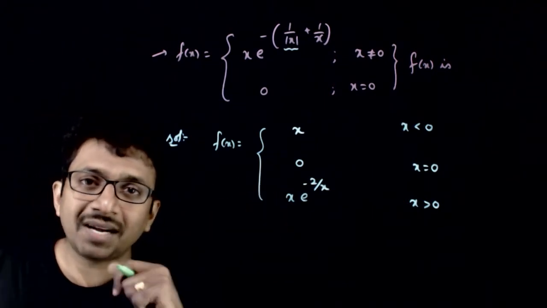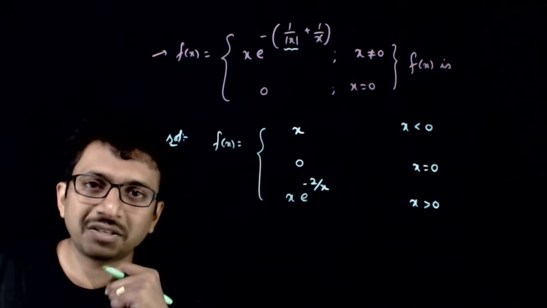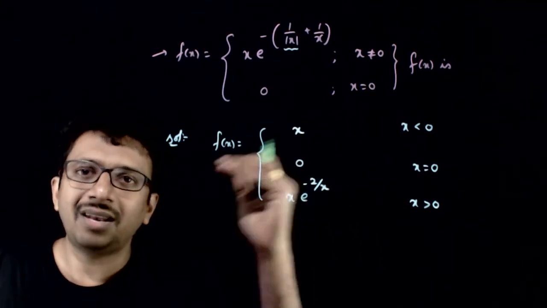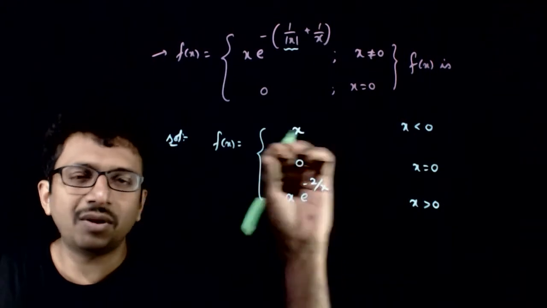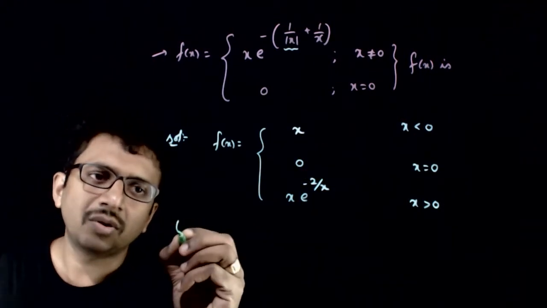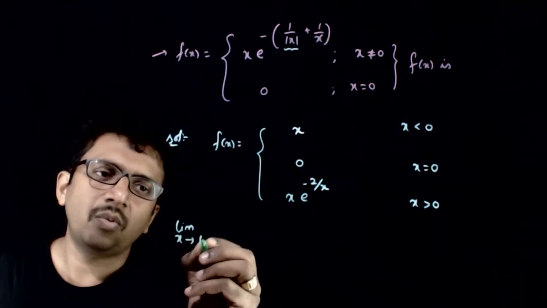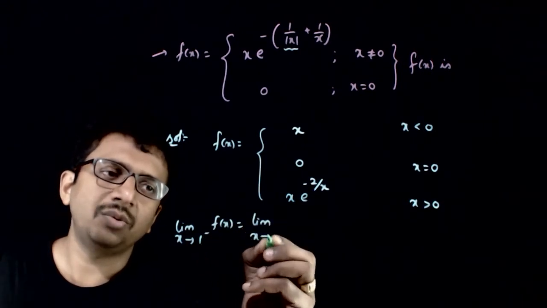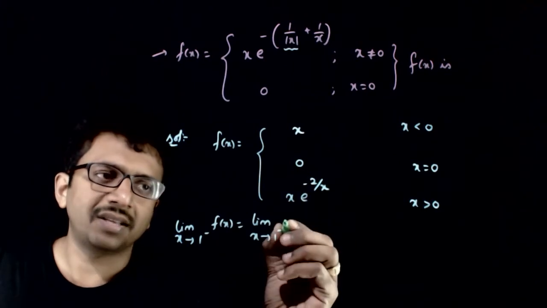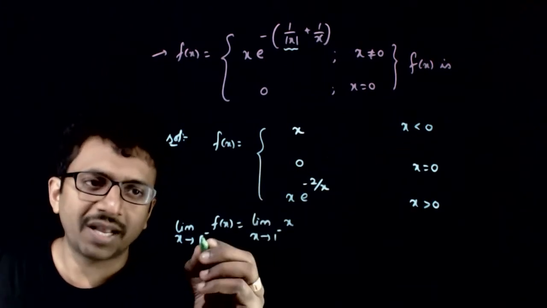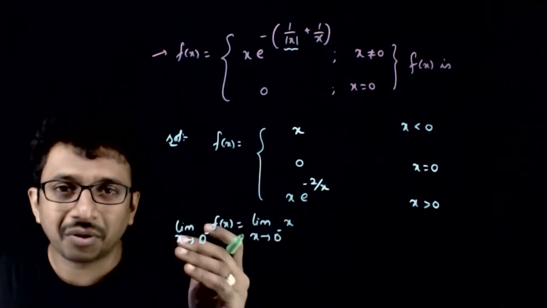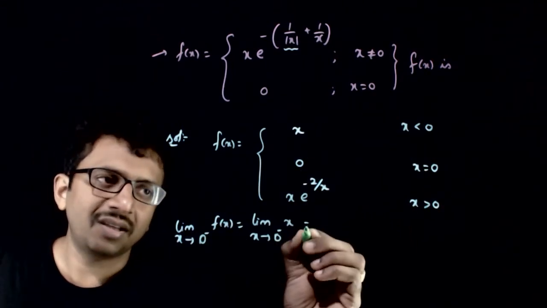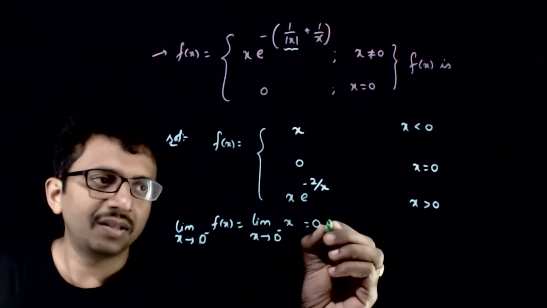Now to understand the continuity of this function, let us find the left limit, let us find the right limit, and let us see whether both the limits are equal to the functional value. Limit x tends to 0 minus f of x is nothing but limit x tends to 0 minus of x. We're looking at x is equal to 0. So in the left neighborhood of 0, the function is x, so the limit is equal to 0.